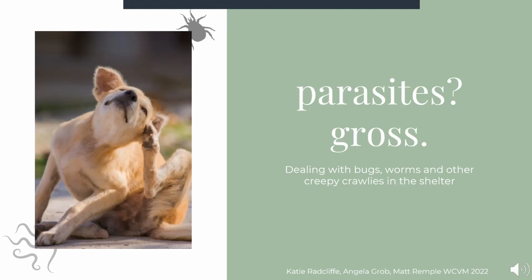We are a group of fourth year veterinary students at the Western College of Veterinary Medicine, and today we'll be chatting to you a little bit about parasites in the shelter. So this will include what it looks like when animals have parasites, what parasites we're looking for, and some things we can do to help prevent them.